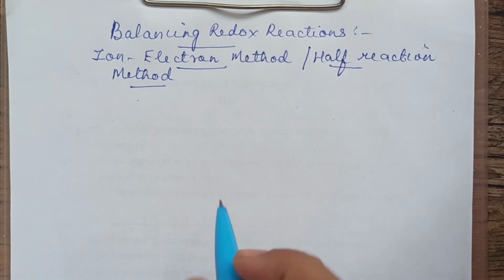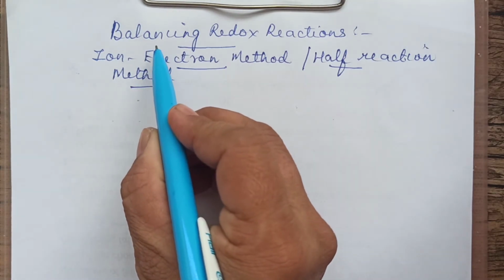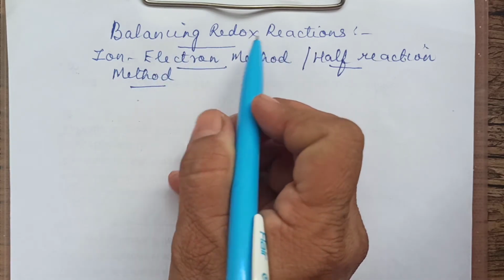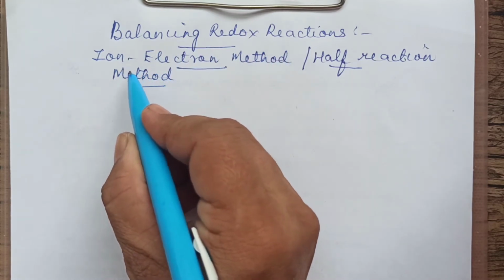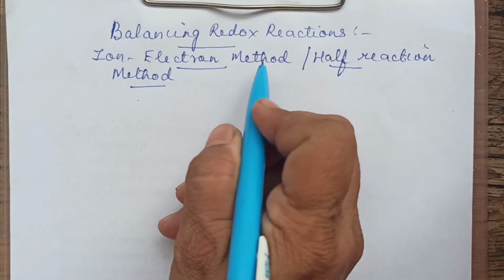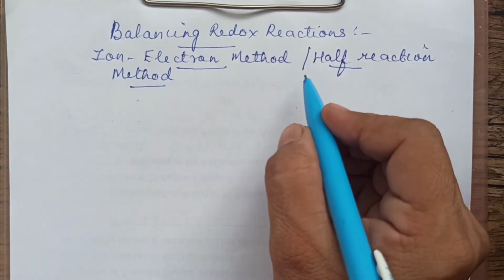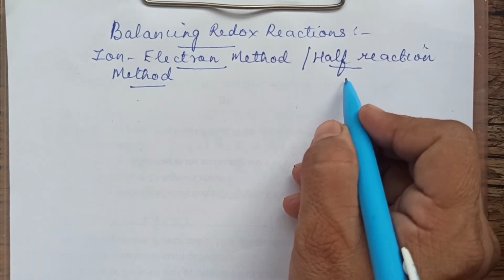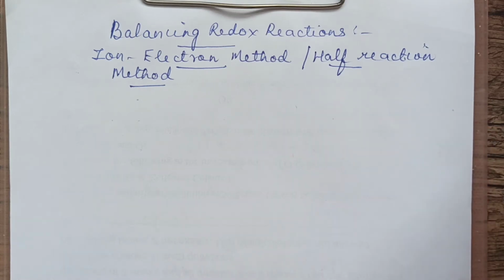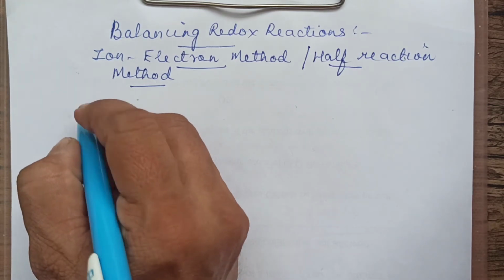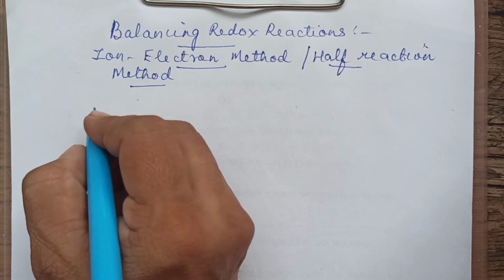So in today's video we are talking about balancing redox reactions by the ion electron method. The ion electron method is also called the half reaction method. I will be taking one particular example, and with that we will be discussing the rules. I am not giving the rules separately, I will explain with the example itself.